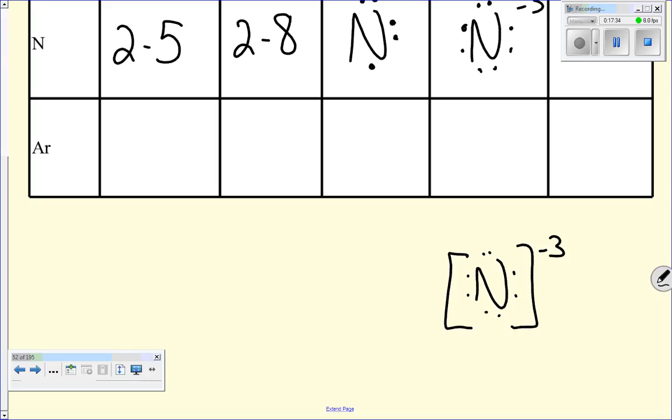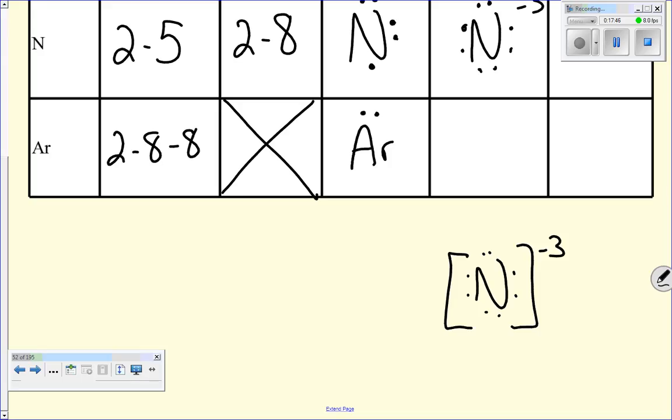Argon's a little bit weird, so I just want to take a quick look at it. Argon's configuration is 2, 8, 8. Argon doesn't form an ion. It's happy just the way it is. It's got 8 valence electrons. So argon does have a dot structure for its atomic configuration, but again, doesn't form an ion, and its oxidation state or its charge is considered 0 because it does not gain or lose electrons.